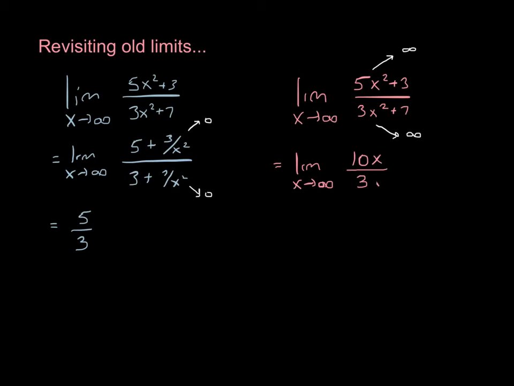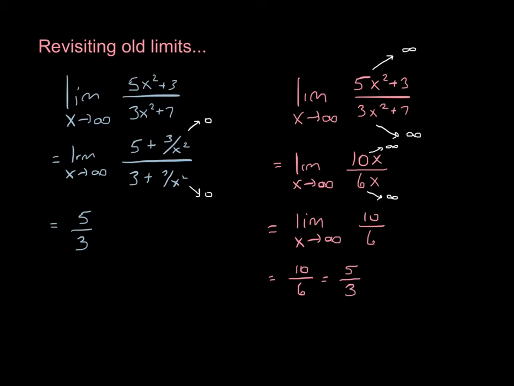That wouldn't be 3x, no. That would be 6x. But what happens in this case when we look at this limit is 10x, as x gets really big, this is still going to infinity. 6x is still going to infinity. So we still have this indeterminate form, so we can use L'Hopital's rule again. And then the derivative of 10x is 10. The derivative of 6x is 6. The limit as x goes to infinity of a constant is just the constant, and that reduces to 5/3.